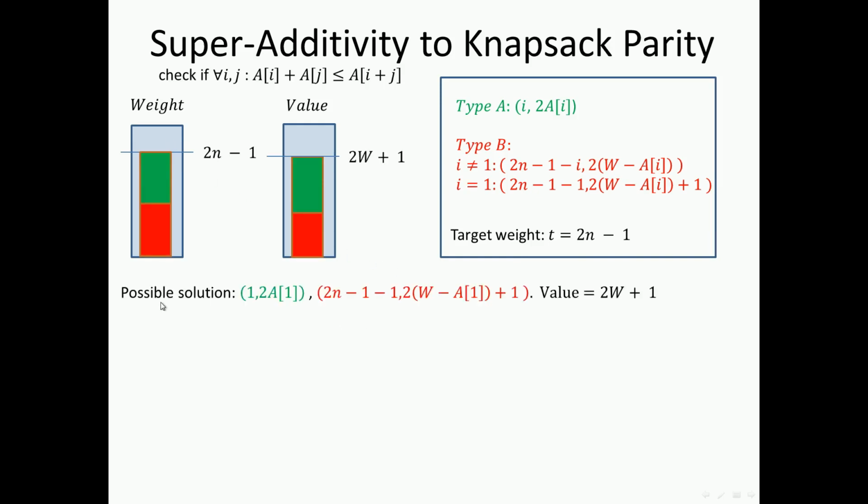Notice that there is a possible solution for this problem that takes the type A item for i equals 1 and the type B item for i equals 1. This solution has weight of exactly 2n minus 1 and value of 2W plus 1. So every optimal solution must have value of at least 2W plus 1. What we want to show is that A is super-additive if and only if the solution for this knapsack instance is odd.